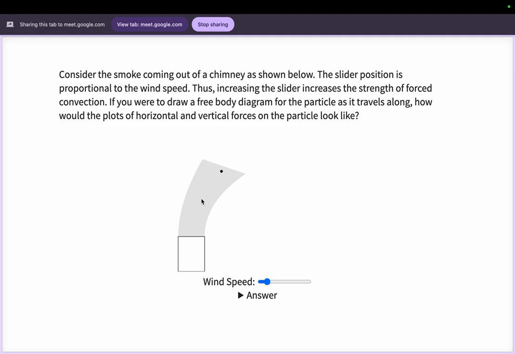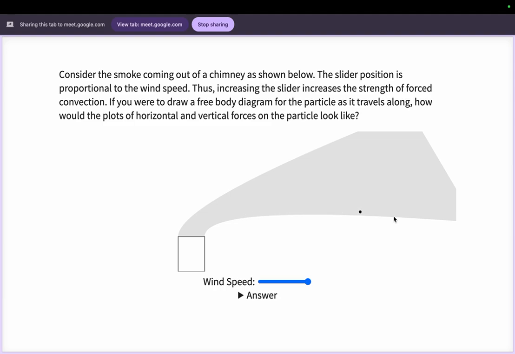So the strength of the buoyancy force will gradually decrease as you keep on increasing the wind speed. If the wind speed is way too high, then the particle will just follow along the wind path. So there will be a region where natural convection is dominant, because there the wind forces are comparatively smaller compared to the buoyancy forces. And there are again regions where the wind force is much higher compared to the buoyancy forces.